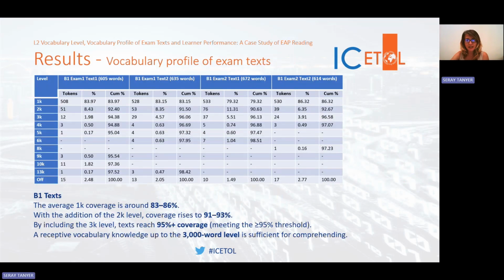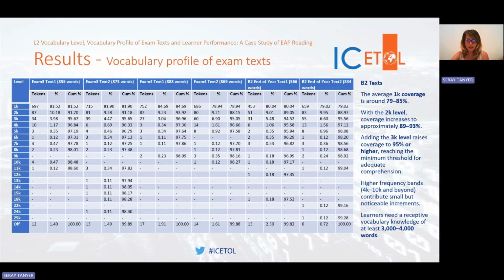The vocabulary profile analysis of B1 exam texts showed that approximately 83 to 86% of the tokens come from the most frequent 1,000 word families. When the 2,000 word level is added, coverage rises to 91 to 93%, and by including the 3,000 word level, the texts surpass the 95% coverage threshold, which is generally considered necessary for adequate comprehension. These findings suggest that a receptive vocabulary size of about 3,000 word families is sufficient to understand the B1 level exam texts.